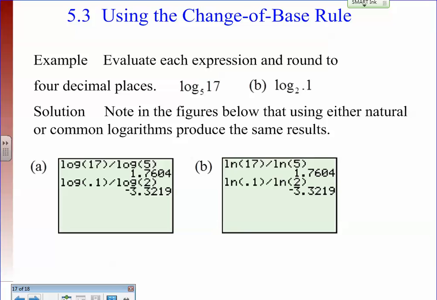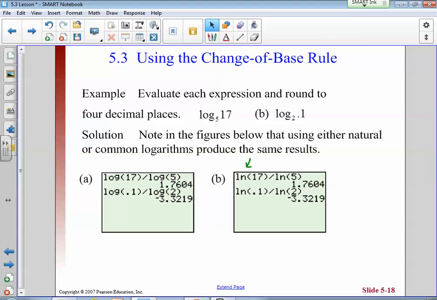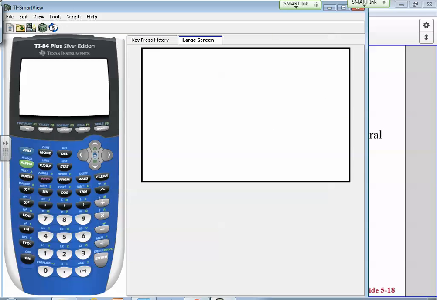You get the same answers when they do it with the natural logs, right? It doesn't matter which base you use. And these are the two bases that are built into the calculators. So it really doesn't matter which base you use. Okay, I'm going to show you a way on the graphing calculator, at least all the graphing calculators with the latest operating system, how that works.